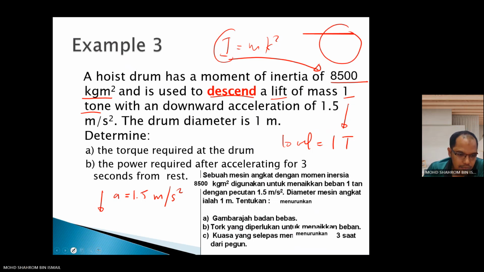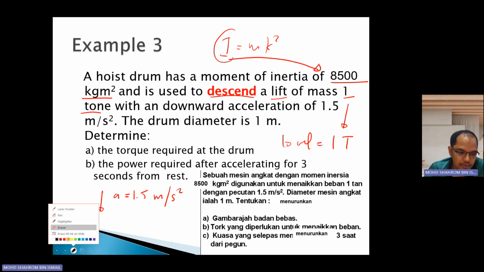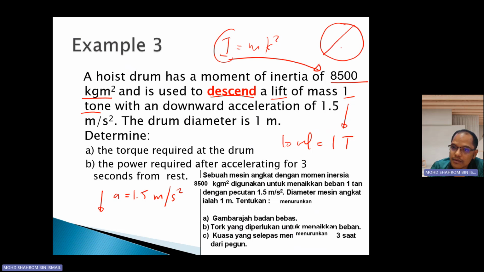I'm going to redraw it again. Okay, this is the drum. The drum diameter is 1 meter. So the drum is 1 meter in diameter and it has I equivalent to 8,500 kilogram meter squared.